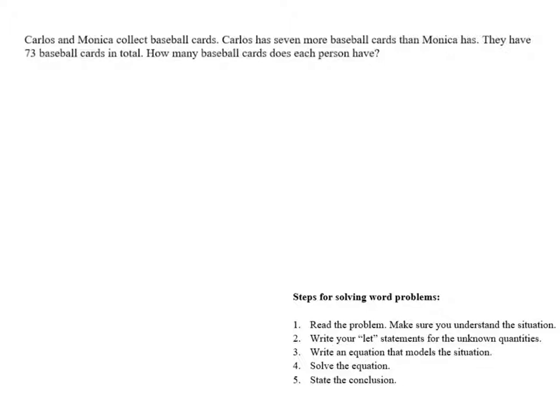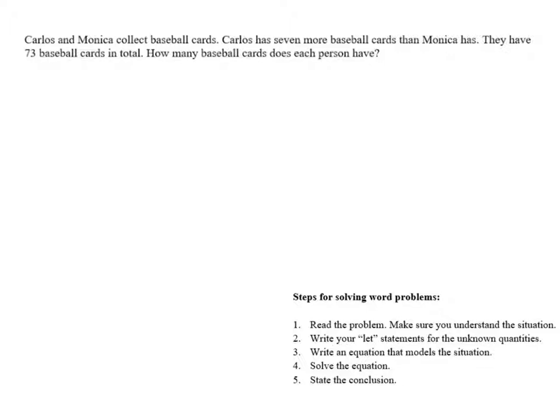We always start by reading the problem, sometimes twice, sometimes 3 times, and we want to make sure we understand the situation. In this problem, we're looking at Carlos and Monica's baseball card collections. We're given certain information about it, and our end goal is to figure out how many baseball cards each person has. This is a little bit different from the last 2 problems. This problem has 2 unknowns. They're asking how many baseball cards does each person have?